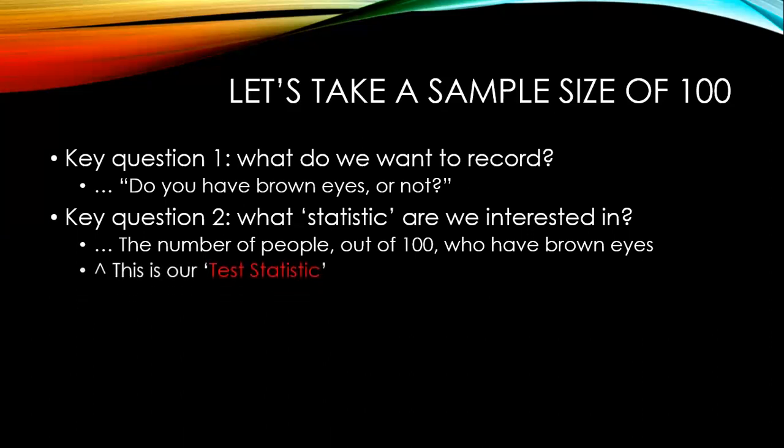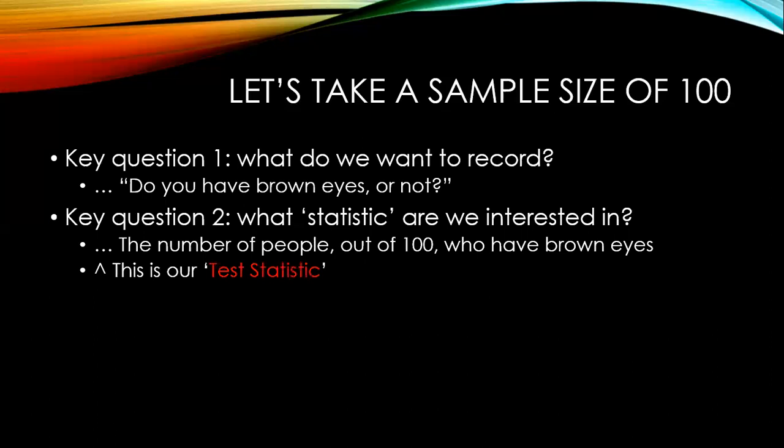This is called the test statistic in this case. If you're doing A-level maths, you may hear this term, test statistic. The test statistic is just the statistic that we're interested in. In this case, we're interested in the number of people out of our sample of 100 who have brown eyes. That is called a test statistic.